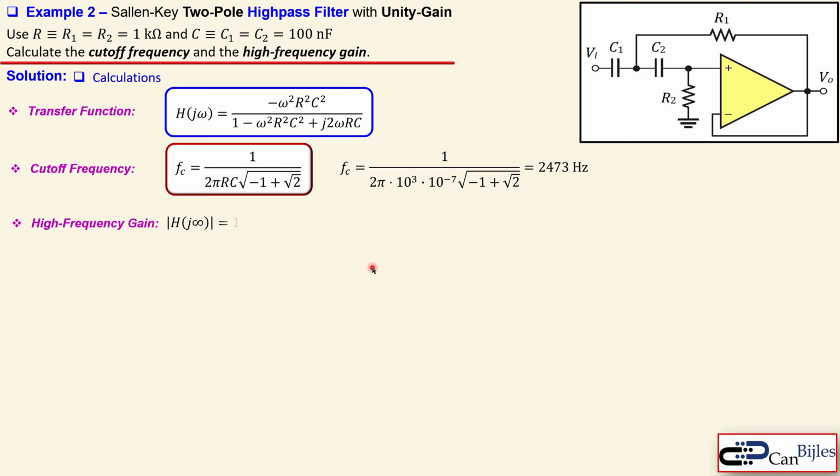Now the high frequency gain is the gain where you have the situation of high frequencies. For example, if you have very high frequencies, the capacitor will be short, so it means you have actually a gain of unity, which is 1 or 0 dB.